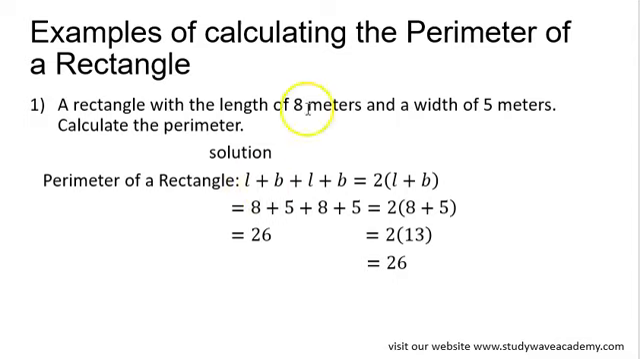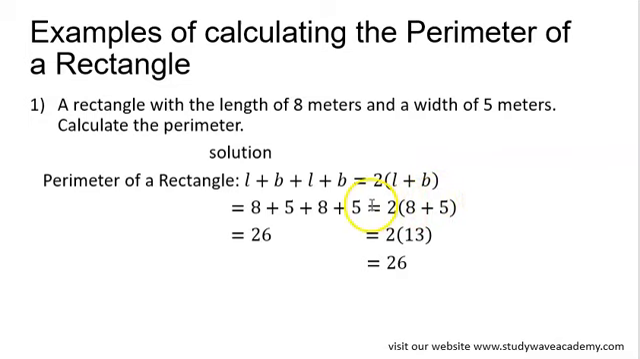Okay, so L we say is length, right? We have 8 as the length of the rectangle, and the breadth or the width is 5. We say plus 5 again, plus the length 8 plus the breadth or width 5. It can also be written in this other way, which is equals to 2 bracket open, the length is 8 plus the breadth, which is 5 bracket close.